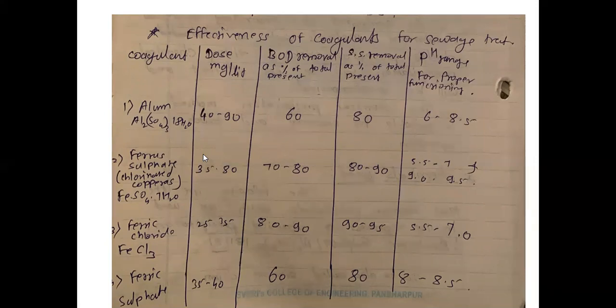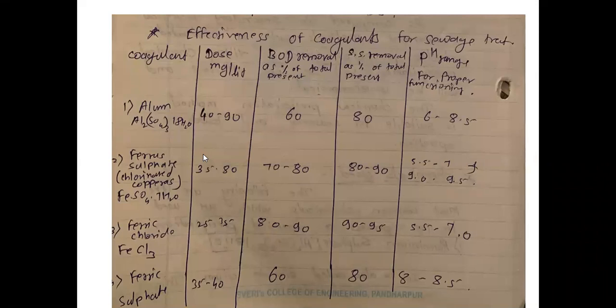Okay. Now the last one, ferric sulfate. Ferric sulfate, FeSO4, can be used at 35 to 45 milligram per liter, and it will remove 60% of BOD and 80% of suspended solids. It works effectively only in a very stipulated range of pH, and that's why it is not accepted universally. That range is nothing but 8 to 8.5 pH. It is quite difficult to maintain the pH in that range.